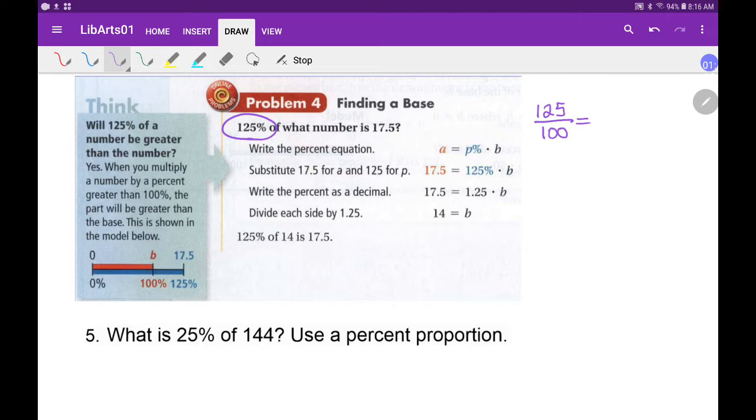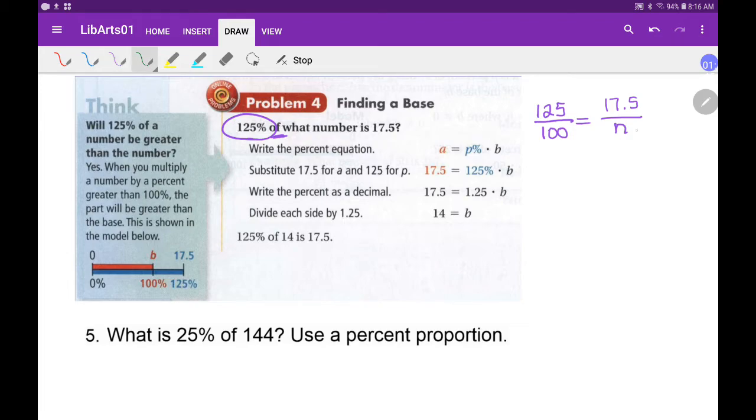So the "of," you know how I like to look at the word of? It says what number. It's asking me. But I know that if I have 17.5, that is 125%. It's the same thing as 125 out of 100. So obviously 17.5 is going to be bigger than the number, because 125 is bigger than 100.